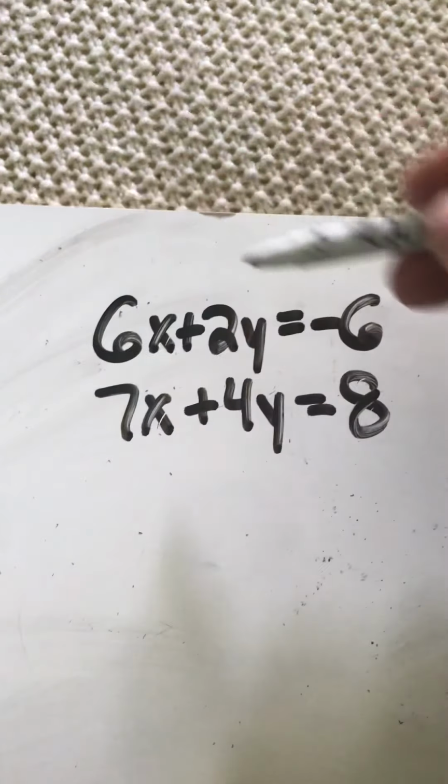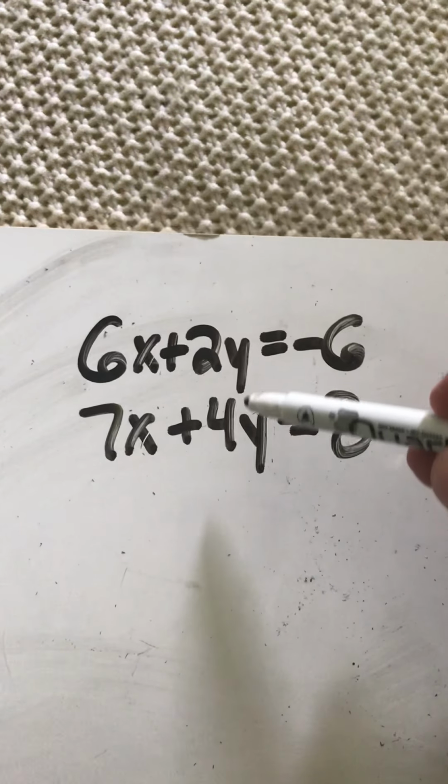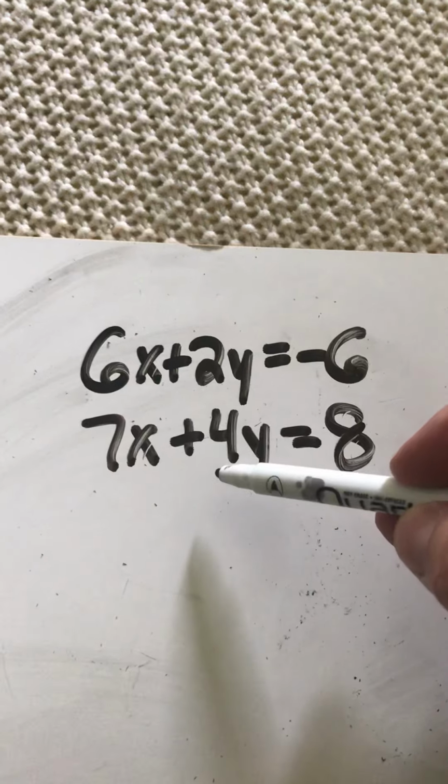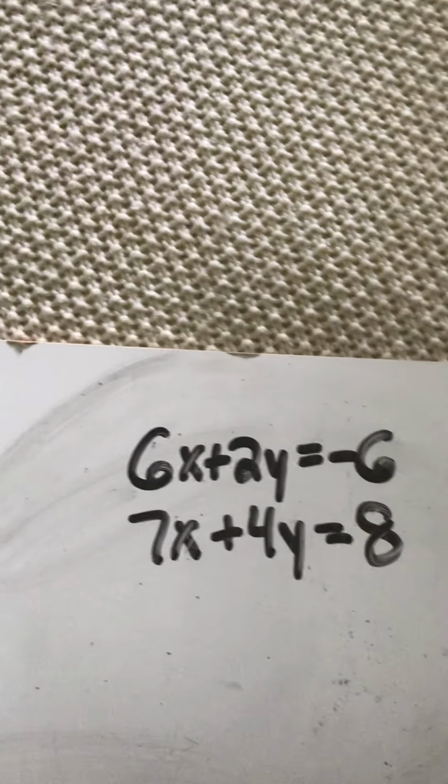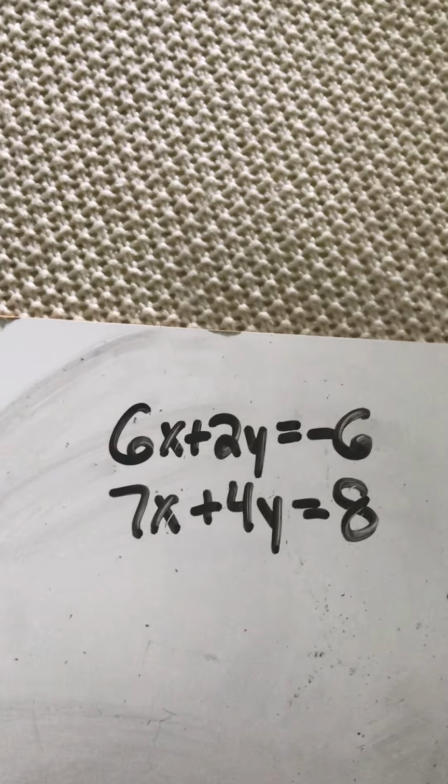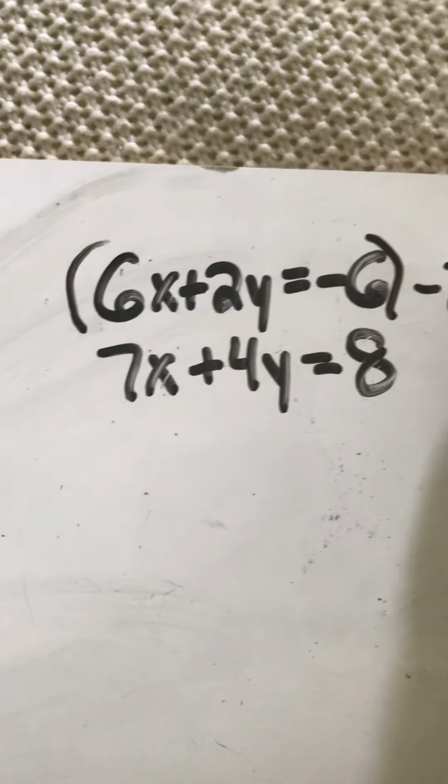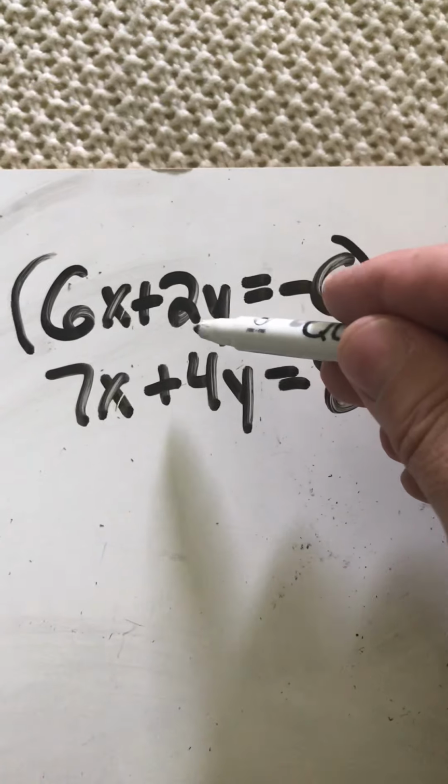Again, our x coefficients are a little bit different, 6 and 7. We just need to get an opposite of 4. Well, the opposite of 4, think about that. The opposite of 4 is negative 4. Well, how do we get a negative 4? Well, if we multiply this whole equation by negative 2, that's going to give us a negative 4.